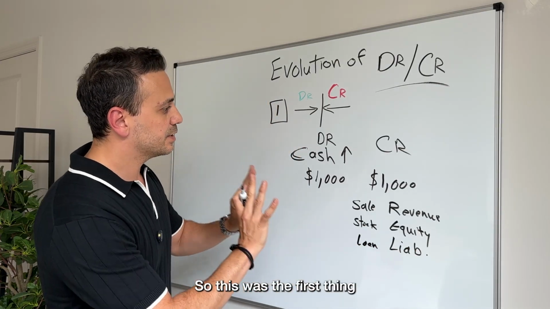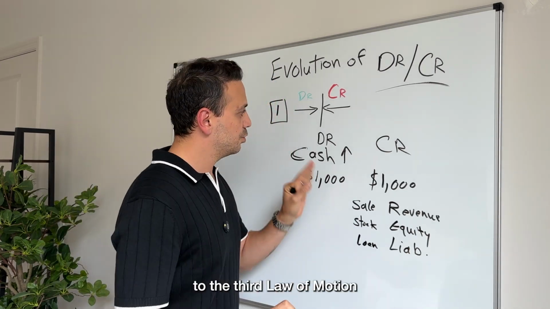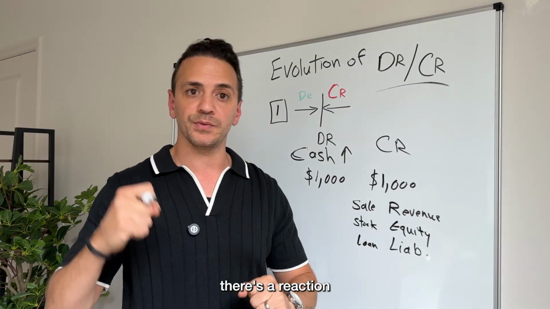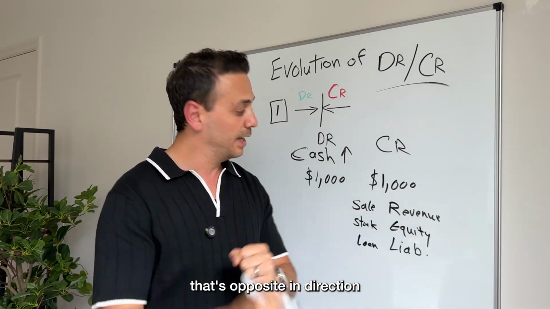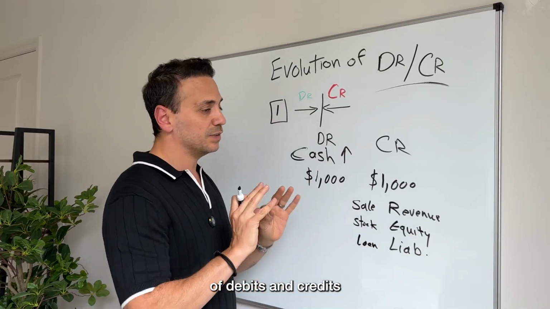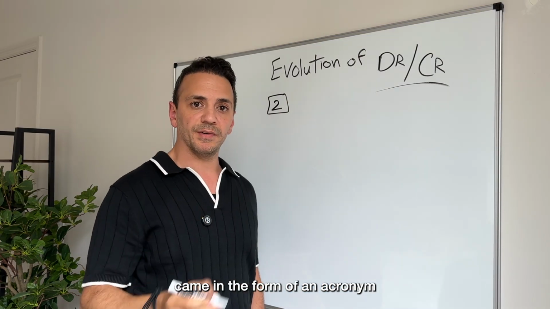So this was the first thing that I learned about debits and credits in college, that it's similar to the third law of motion by Sir Isaac Newton. For every action, there's a reaction that's opposite in direction and equal in amount. So that was my first understanding of debits and credits. Now, let's go ahead and talk about the second stage of this evolution. And the second stage came in the form of an acronym.